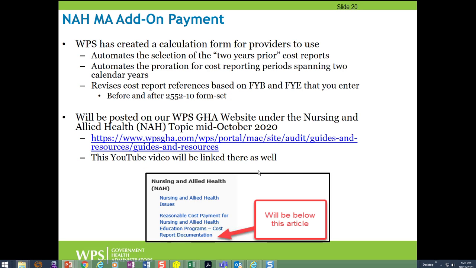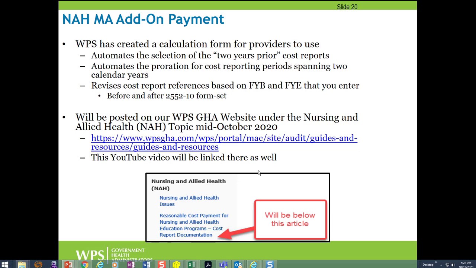So for this add-on payment, because it's off cost report, it's a rather somewhat complex calculation. We have created a calculation form for providers to use. We're putting that out on our website, and it automates quite a few things. It automates the selection of the 2 years prior cost reports, so you don't have to worry about going through that crazy calculation to determine which years really apply to your cost report.